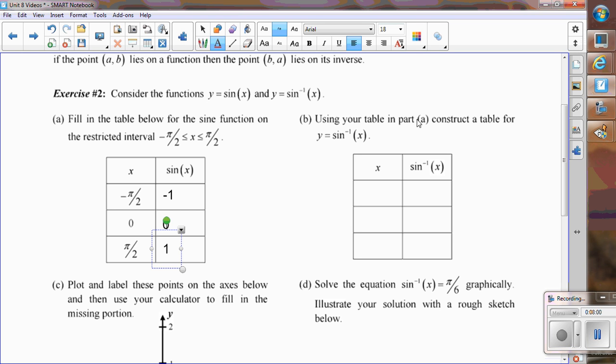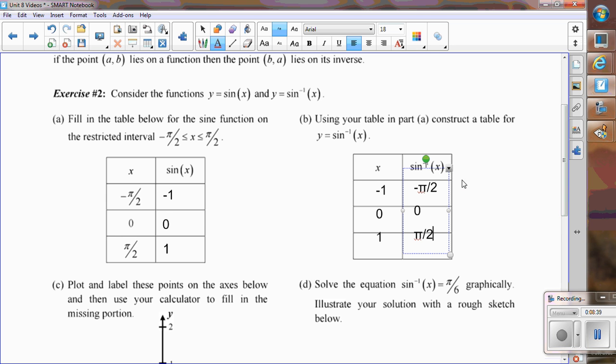Now it says, using your table in part A to construct the table for part B here, inverse. Now if you remember, I started the video saying inverse, you switch x and y. So what was in our y column now goes into our x column. So our x column becomes negative 1, and then 0, and then 1. On the other hand, our y column becomes negative pi over 2, and then it becomes 0, and then it becomes pi over 2.